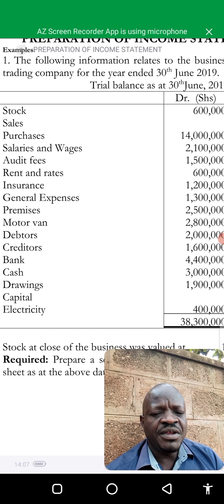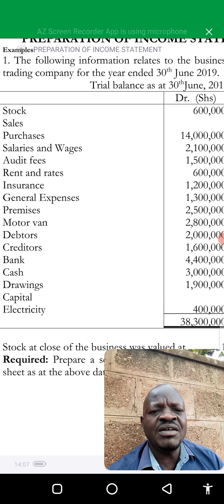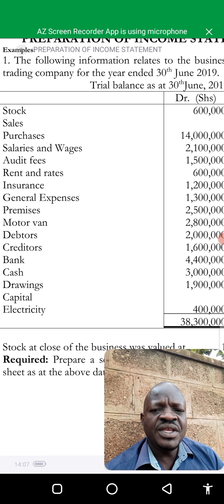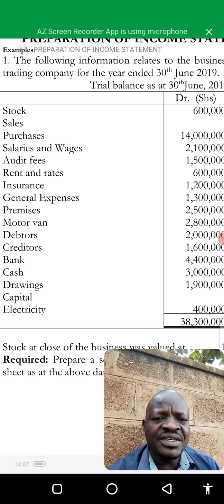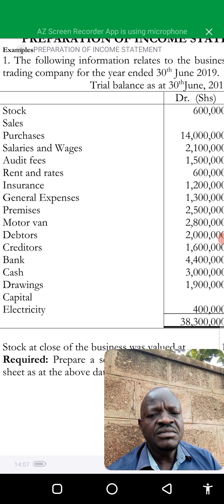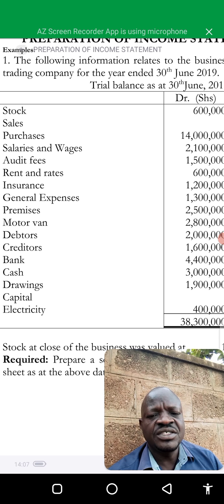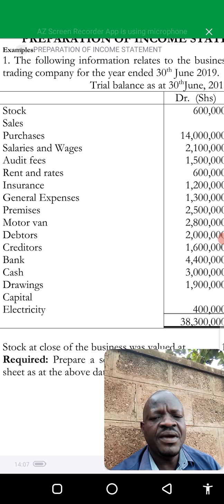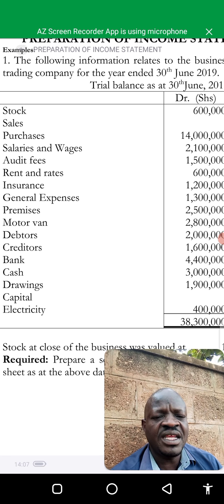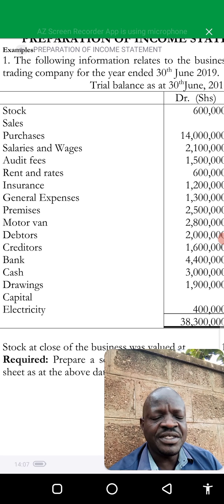Now you can see from this question where we have stock, the figures are there, sales, purchases, wages and salaries, audit fees, rent and rates, insurance, general expenses, premises, motor van, debtors, creditors, bank, cash, drawings, capital, and electricity. Later we see a total of both sides, 38,300,000. So it means that the ledgers were right in most cases.